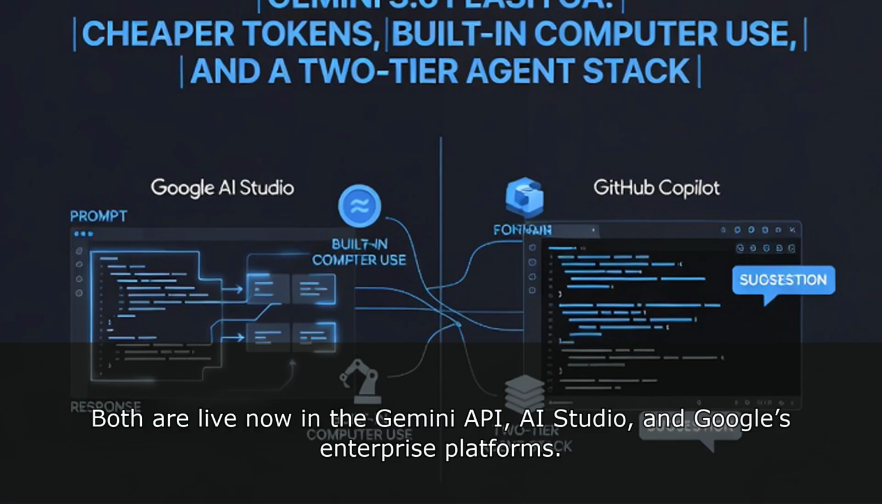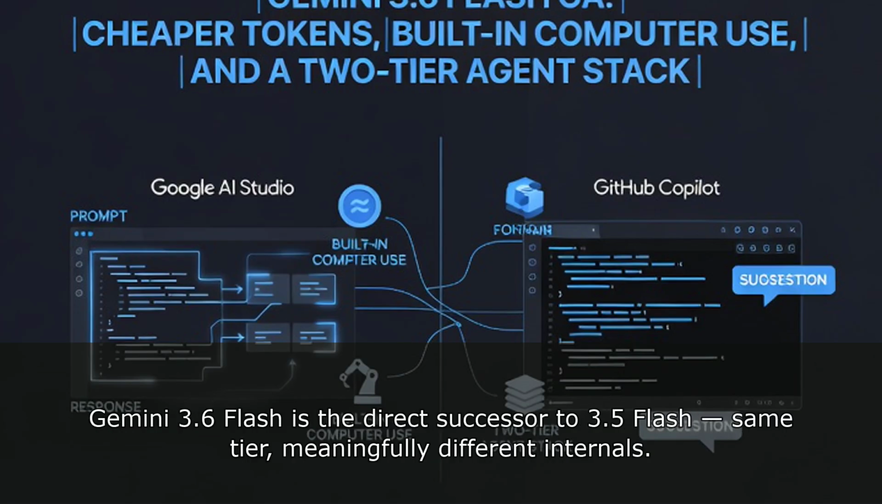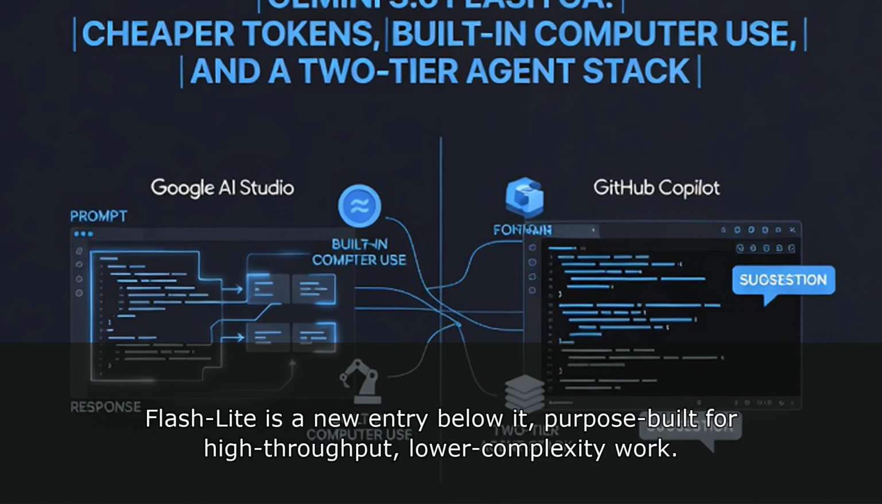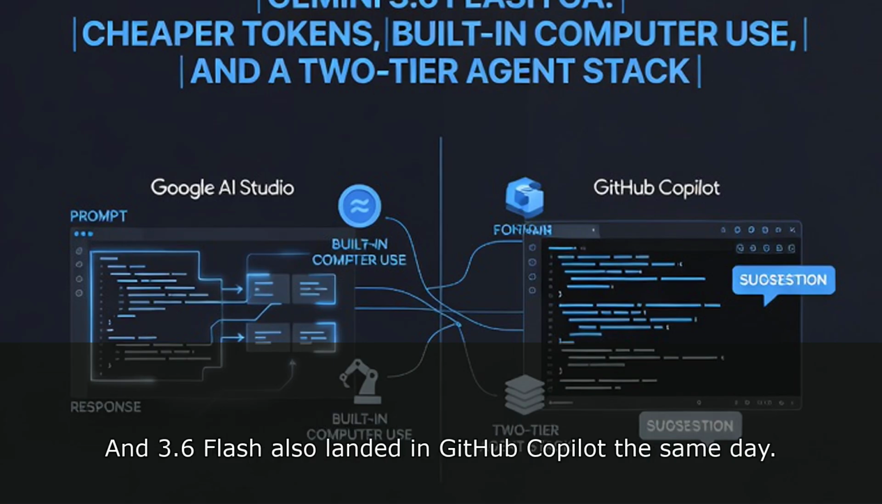Both are live now in the Gemini API, AI Studio, and Google's enterprise platforms. Gemini 3.6 Flash is the direct successor to 3.5 Flash. Same tier, meaningfully different internals. Flashlight is a new entry below it, purpose-built for high-throughput, lower complexity work. And 3.6 Flash also landed in GitHub Copilot the same day.